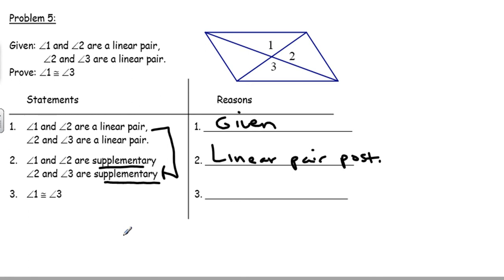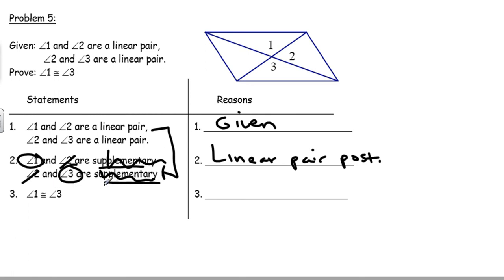Alright, and then this next one, boy does it change. It says angle 1 and 2 are supplementary, and angle 2 and 3 are supplementary, and angle 1 is congruent to angle 3. So it looks like, kind of in a roundabout way, that the 2's are gone, and we're left with 1 and 3, and the supplementaries are gone, and then there's a congruency symbol. There's a whole bunch of different things it looks like we're doing.